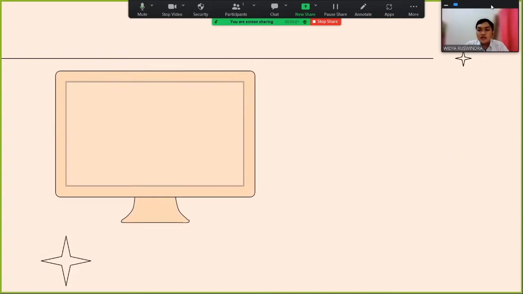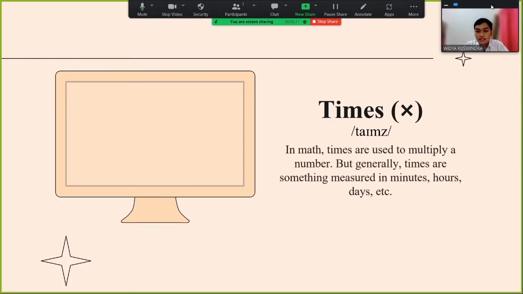Okay, next vocabulary is times. The pronunciation is times. The symbol is like this for times. In math, times is used to multiply a number, but generally, times are something measured in minutes, hours, days, etc. For example, 5 times 2 equals 10.